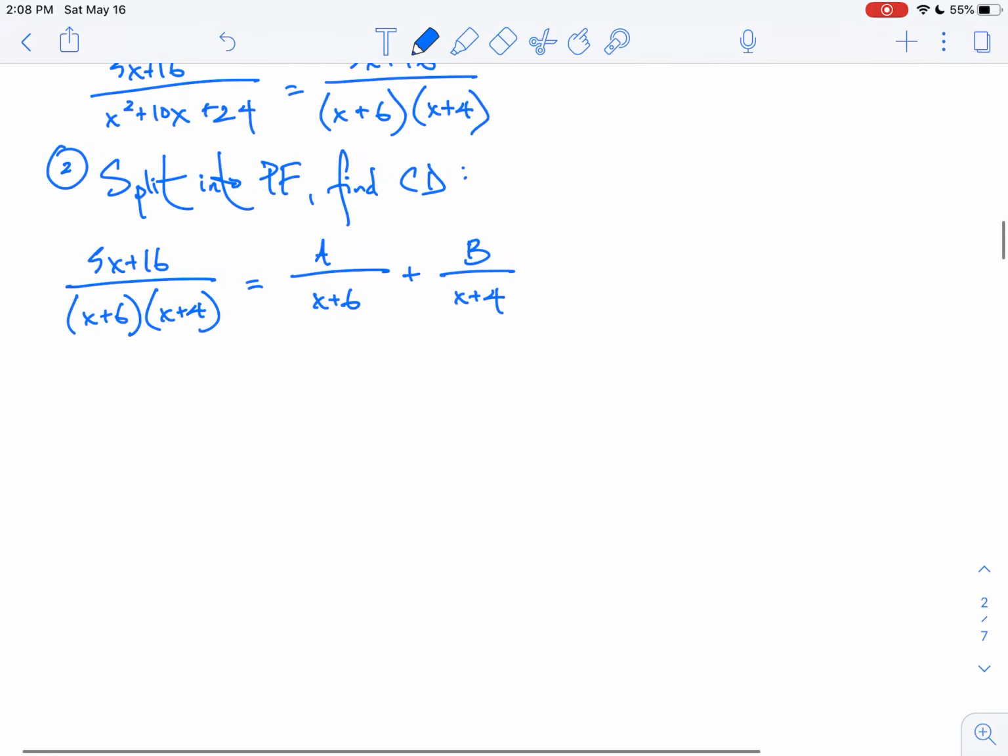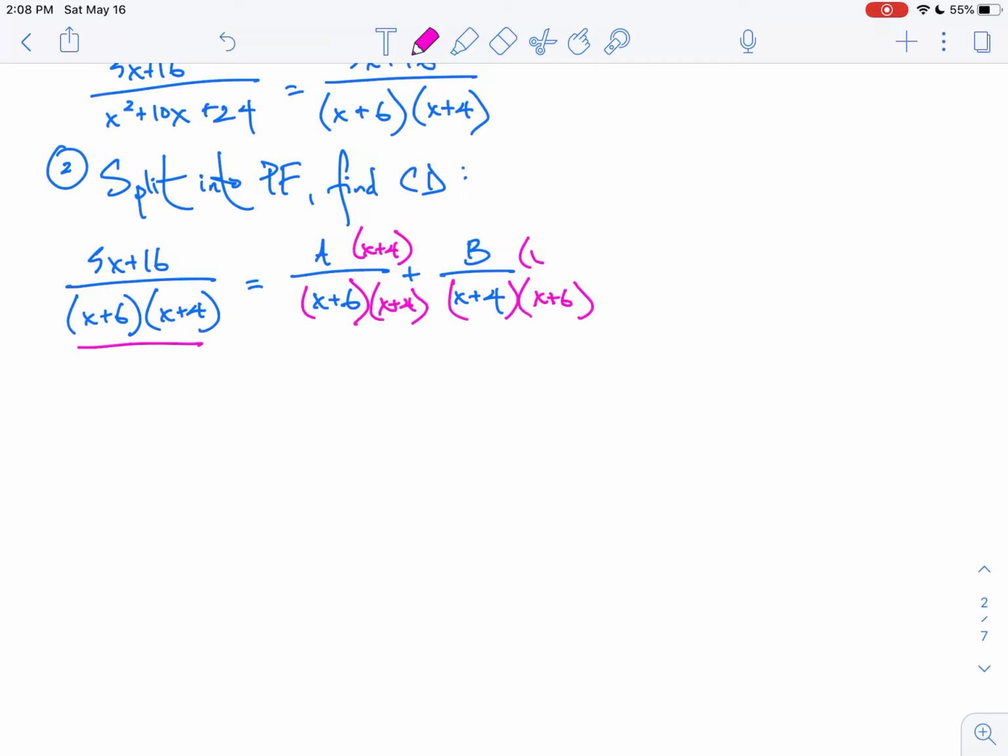All right, now we need to find a common denominator. So to make x plus 6 into what we have over here, I'm going to multiply this by x plus 4. And if I do that on the bottom, I also need to do that on the top. Now, what do I need to multiply the second fraction by to get the same denominator? I need to multiply it by x plus 6 on the bottom, and then x plus 6 on the top, okay? So we found our common denominator, and now we're ready to go ahead and get rid of that denominator. Once they're the same, we can get rid of them.